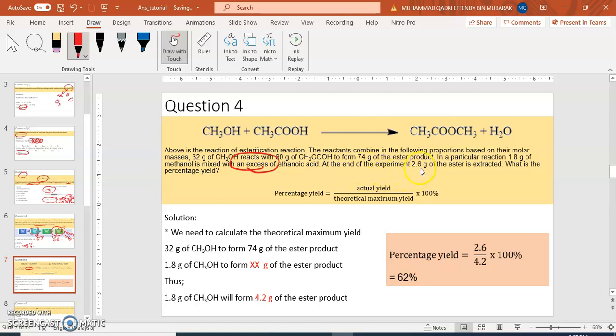At the end of the experiment, 2.6 gram of the ester is extracted. What is the percentage yield? Given the formula for percentage yield, first we need to calculate the theoretical maximum yield. We know that 30 gram of methanol will form 64 gram of the ester. 1 mole of methanol reacts with 1 mole of ethanoic acid to give the ester, so in the proportion of 1, 1, 1.